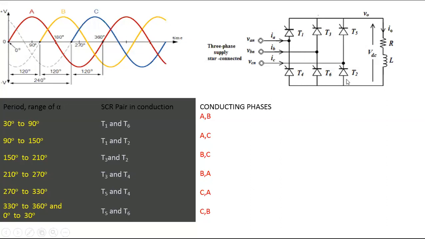So how does the current flow? If it is a single-phase system, we have taken the positive cycle and negative cycle. How does the current flow, and what is this tabular column? This tabular column we have to mention in the examination. Let us start the explanation.